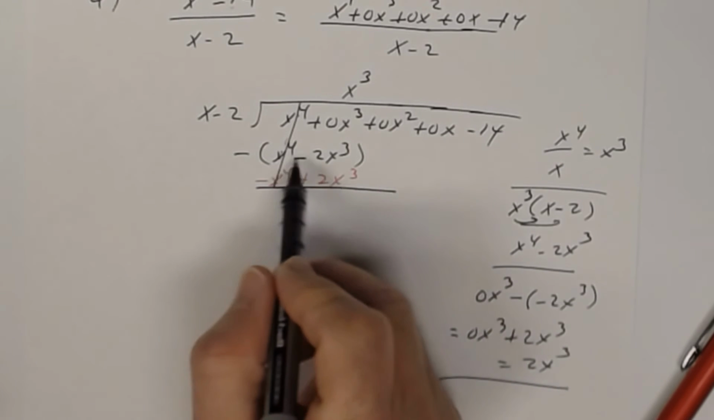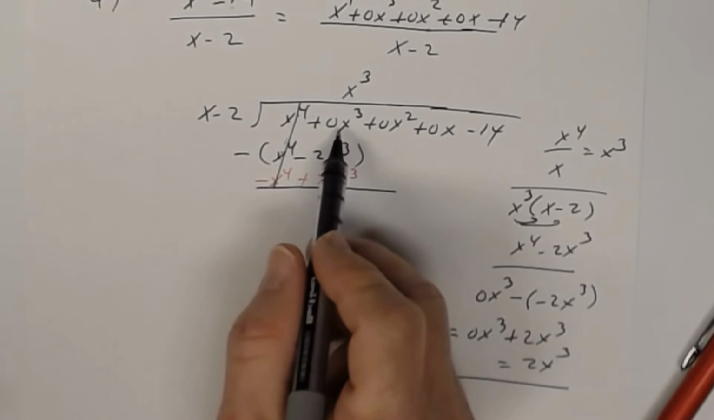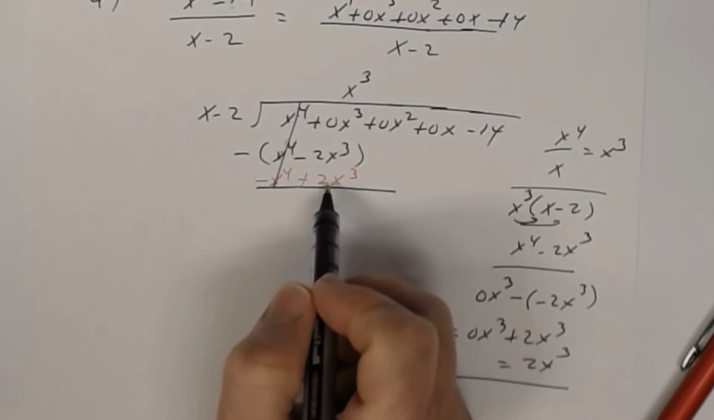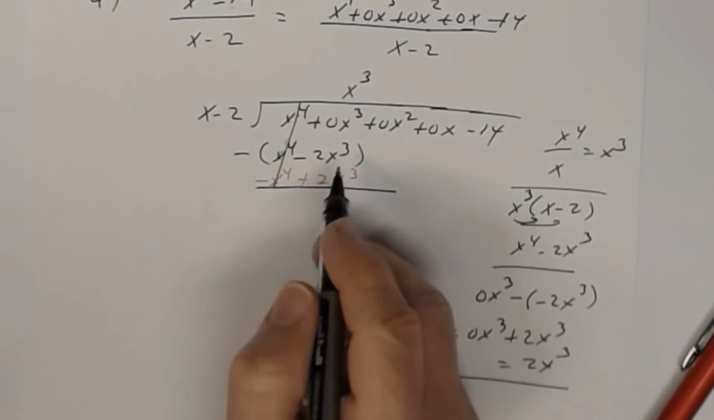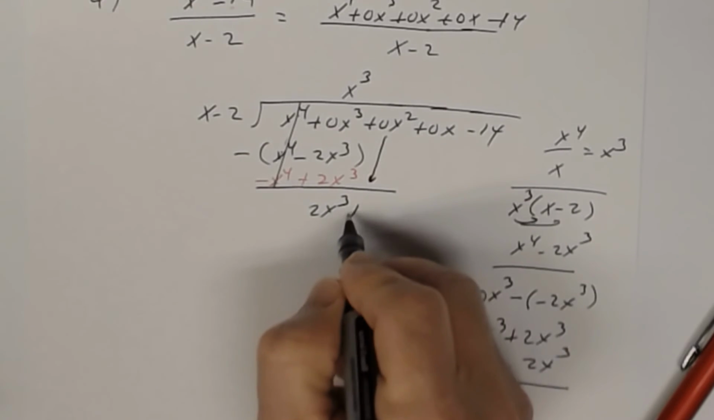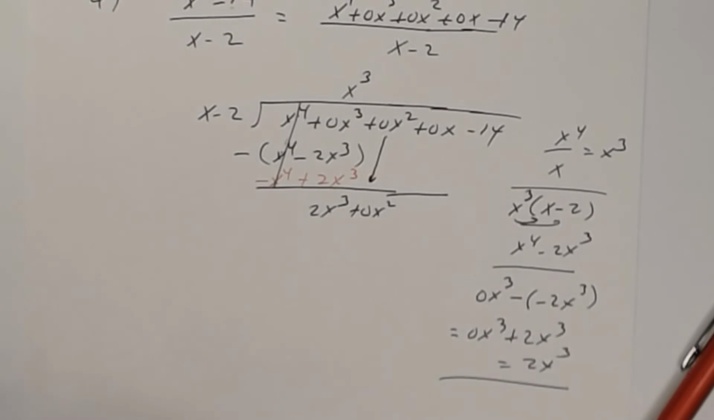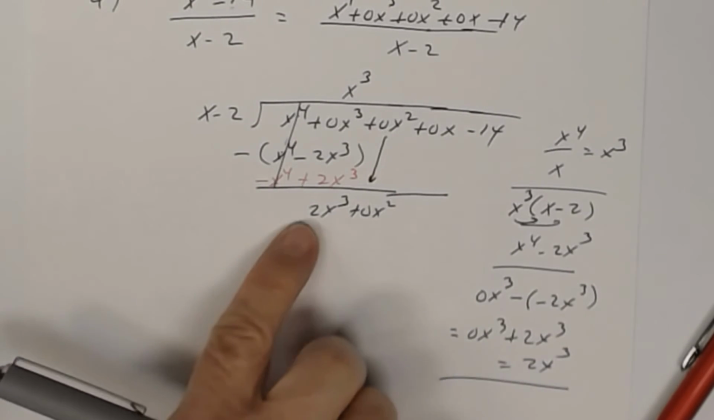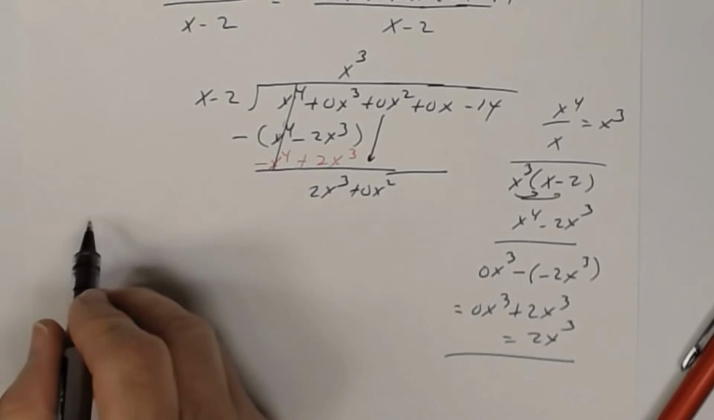0x cubed minus a negative 2x cubed means 0x cubed plus 2x cubed, right? So that's 2x cubed. All right, I'll bring down the next term. Okay, now we do the division all over again. So 2x cubed, I'm going to do that here.